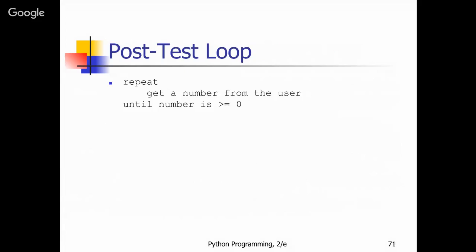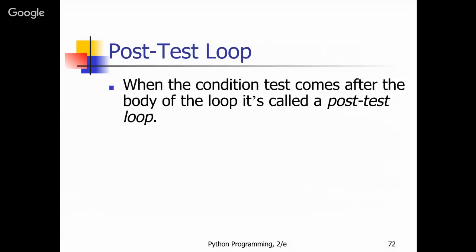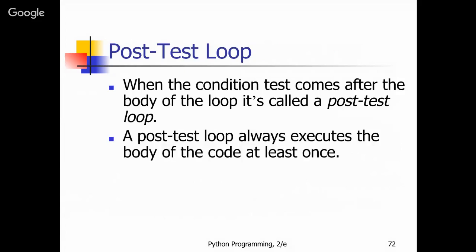Okay? And so in this case, as long as the number is entered, we're going to continue repeating the getting of a number from the user until the number is greater than 0. And then at this point, the loop terminates. So this type of loop in Python is called the post-test loop. And the difference again, which is crucial, is that it's always going to execute the body of the loop once and then check. Whereas with a while loop, what is the difference?